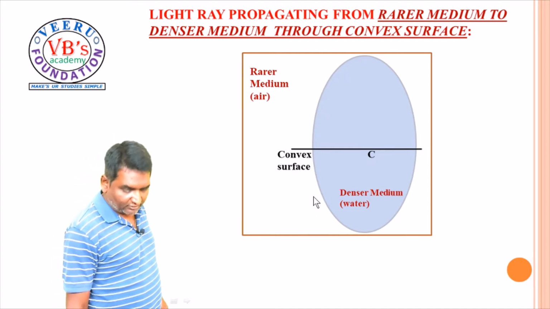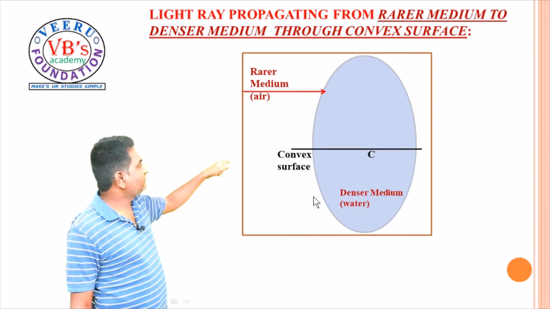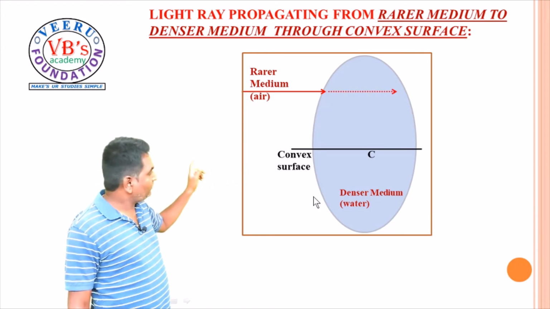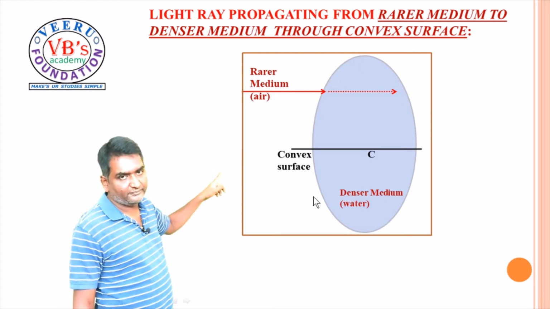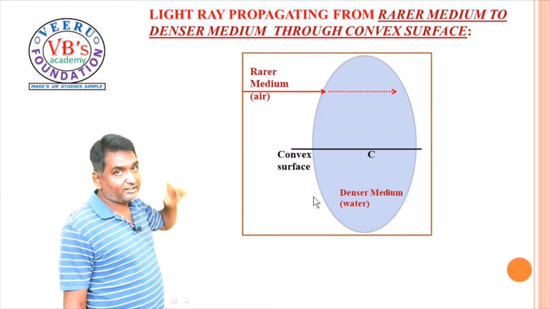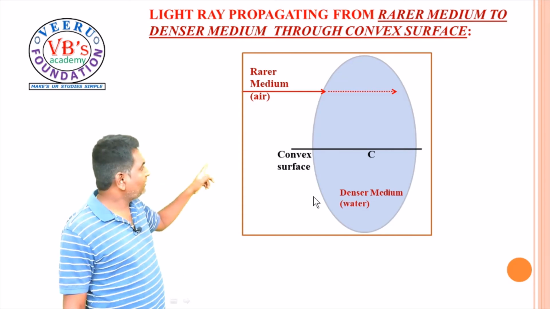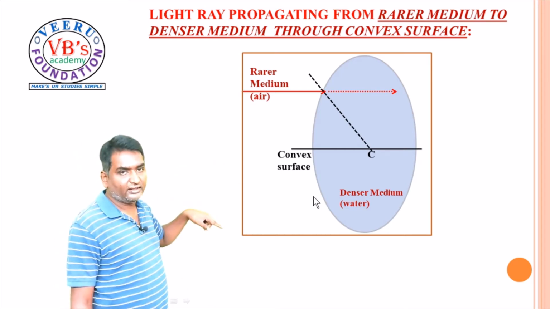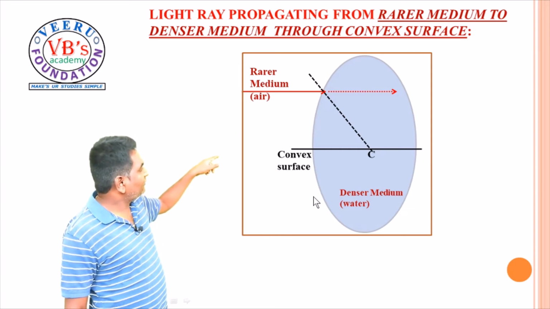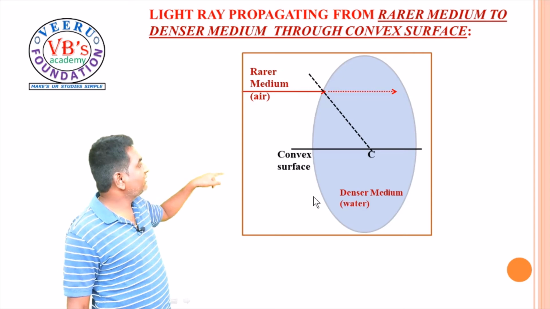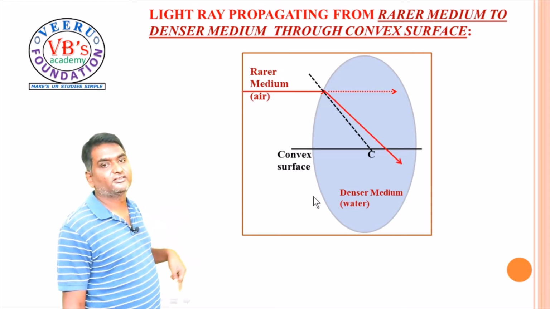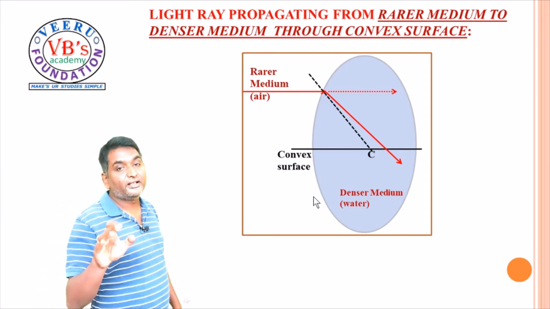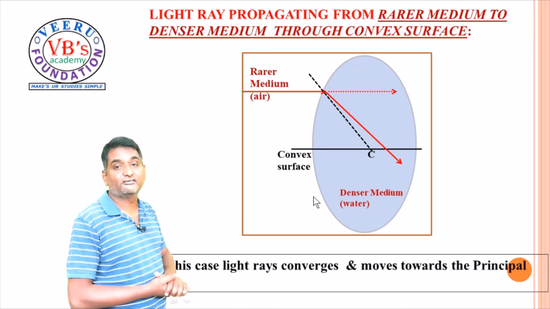Let us assume the light rays are incident on this convex surface, moving from rarer medium to denser medium. Instead of passing in a straight line, they will bend towards the normal. That's what we have seen. At the point of incidence, let us draw the normal. The normal is nothing but the line passing through the center of curvature. After entering the denser medium, the light rays bend towards the normal like this. So when light rays pass from rarer medium to denser medium through a convex surface, they bend towards the principal axis. Hence the surface acts as a converging surface.